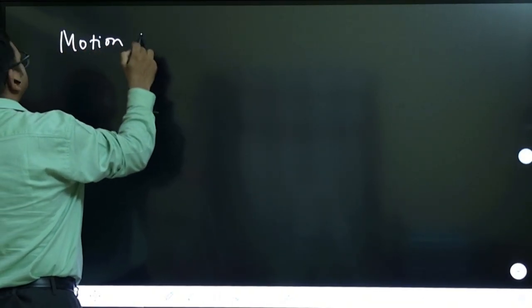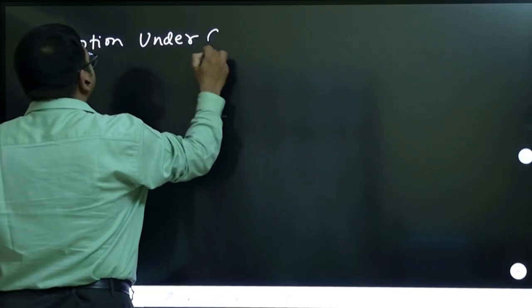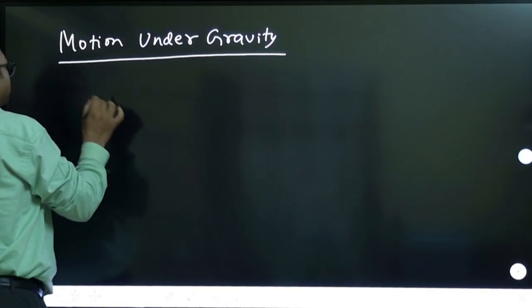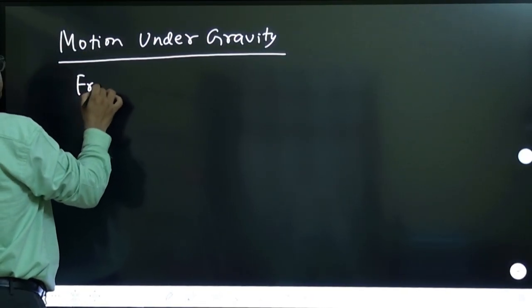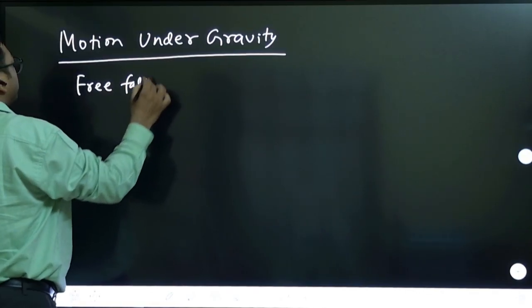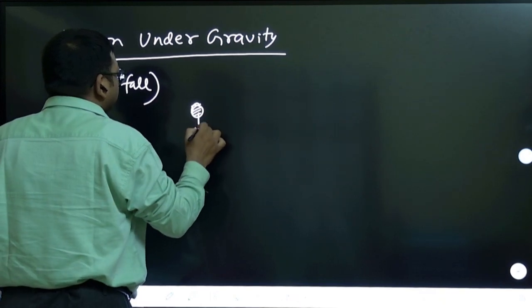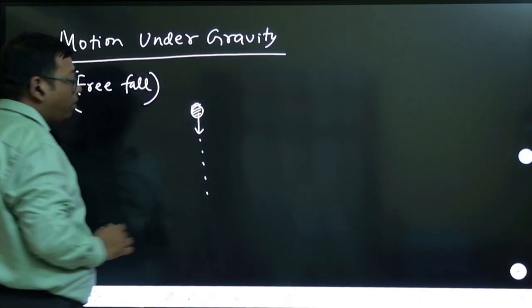This motion under gravity. Motion under gravity. Motion under gravity means this is also called free fall. Free fall means if you leave a body, it is going falling due to gravity.